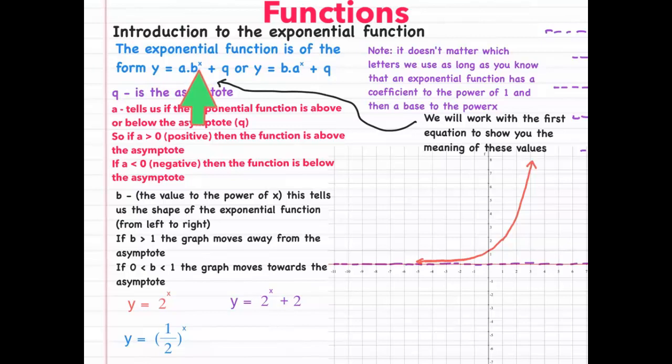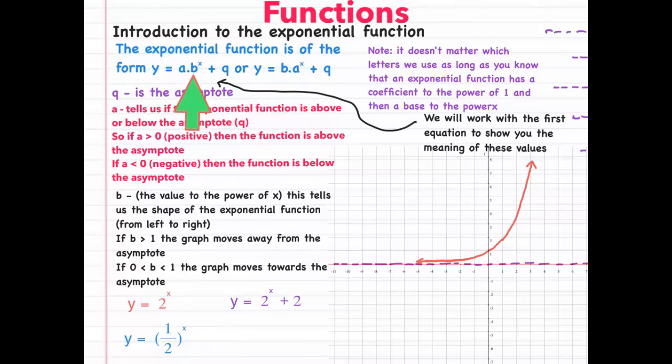Now what I'm trying to say is, we can say that it's y equals a times b to the power of x plus q, or sometimes some books will also say that it's y equals b times a to the power of x plus q. It doesn't matter what letters we use, but you have to know the following. It is an exponential function and it has a coefficient to the power of 1. So look, here's the coefficient, so it will be a number value to the power of 1. But here the coefficient is b, so it will be b to the power of 1. And that's usually a number value.